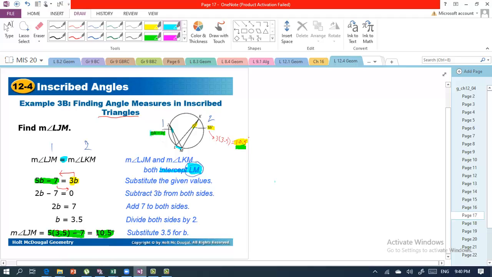When you substitute b, 5 times 3.5 is 17.5, and minus 7 is going to be 10.5. Definitely it has to be 10.5 because, according to the theorem, they are congruent. Let us check: 3b is 3 times 3.5, which is 10.5. So we can see here that both of them are the same. They are equal, so they are congruent.